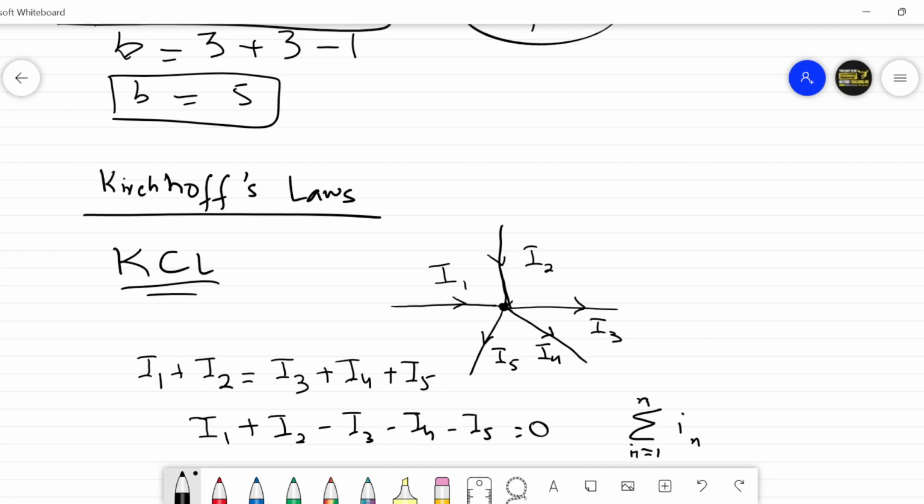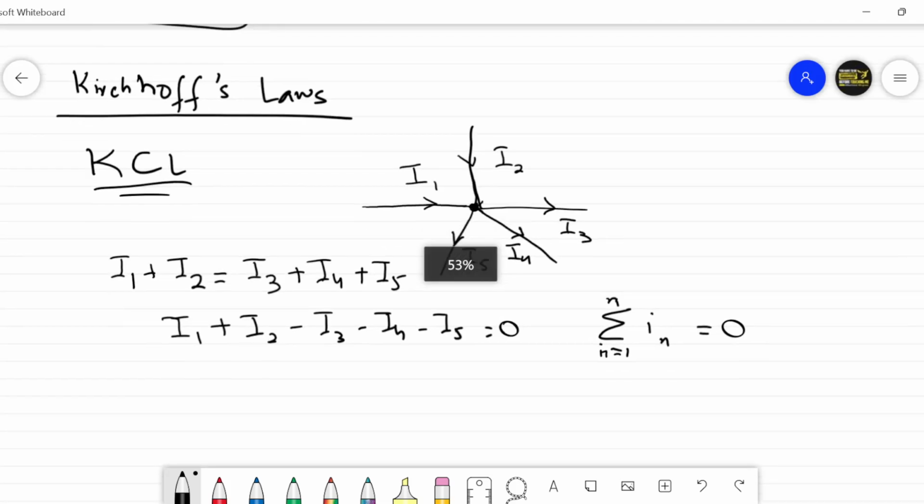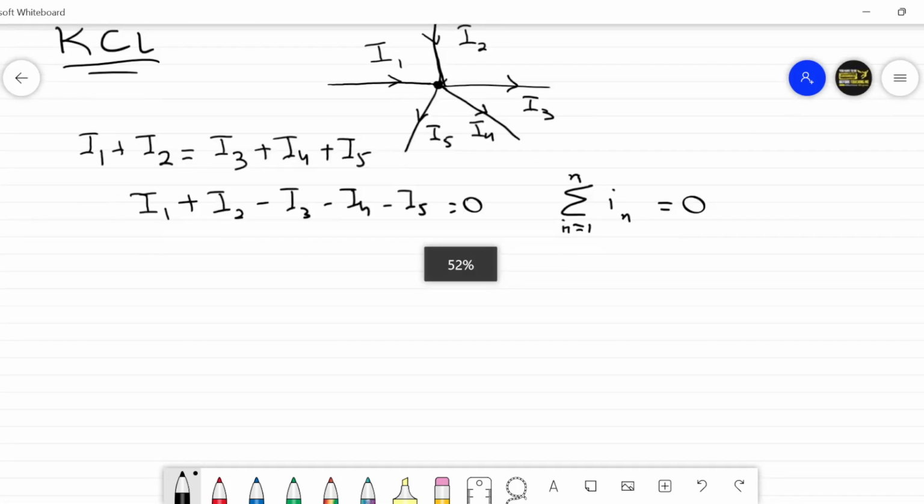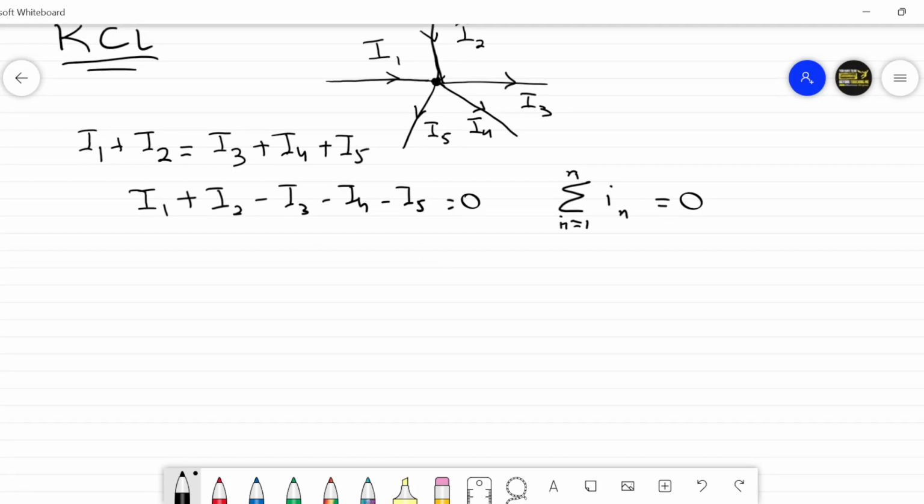So that's the summation of all the currents flowing at a particular junction, which is equal to 0. Or you can say the sum of currents flowing into a node is equal to the sum of currents flowing out of a node. So this is one law, and another law is Kirchhoff's voltage law.